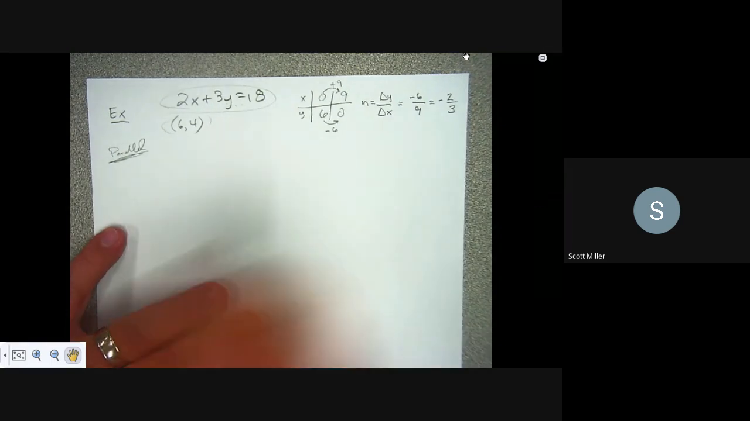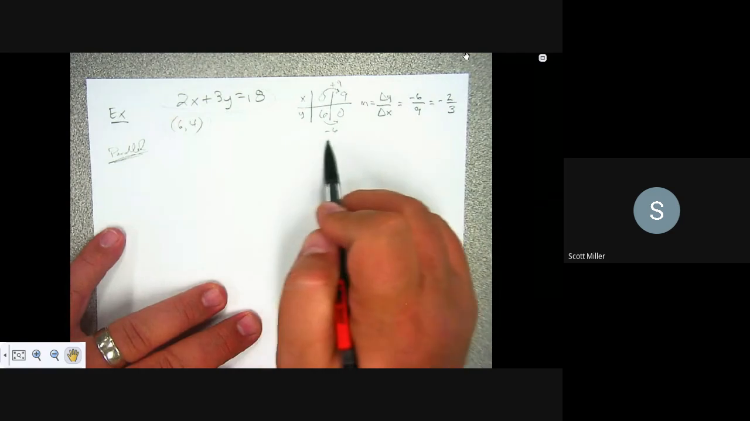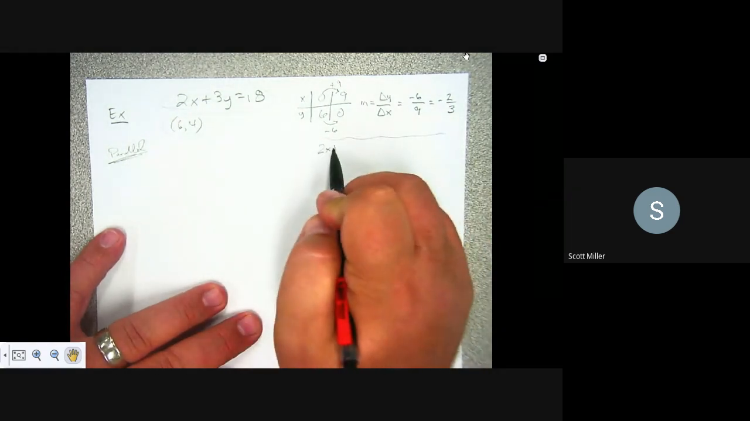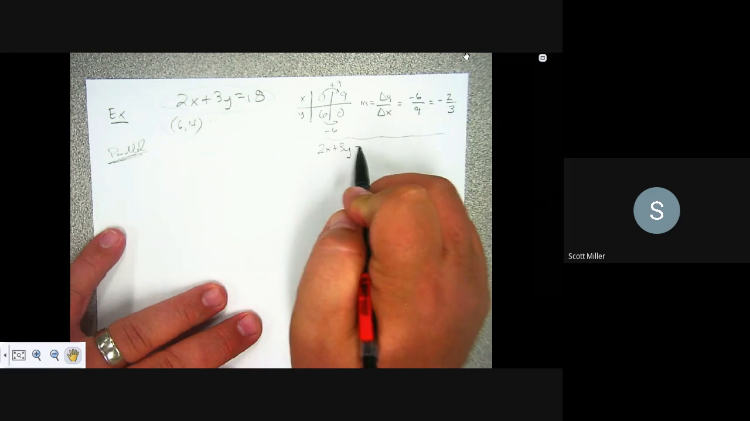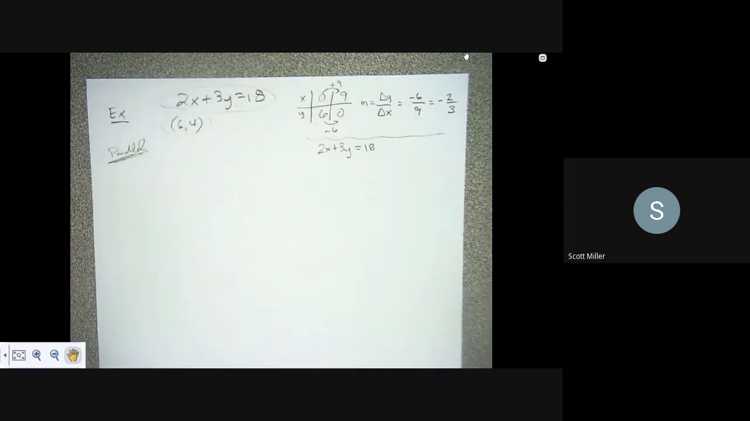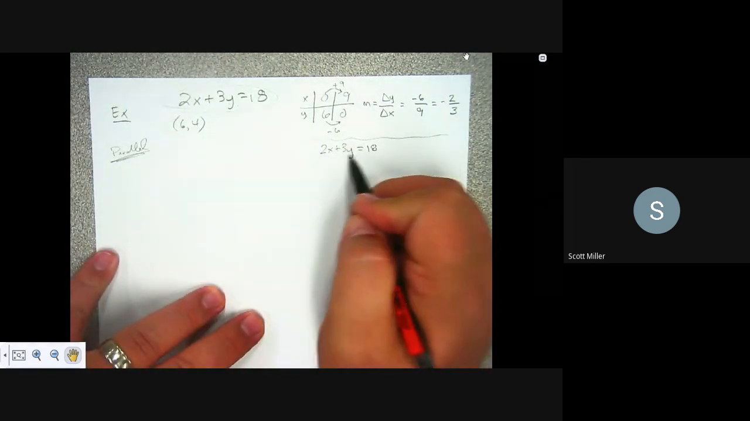Another option, and probably most people will use this option right here: another way to find this slope is to take the equation. One good purpose of the slope-intercept form is that it shows you the slope and it shows you the y-intercept. To put something in slope-intercept form, you want to solve for y. So take this equation and get y equals.